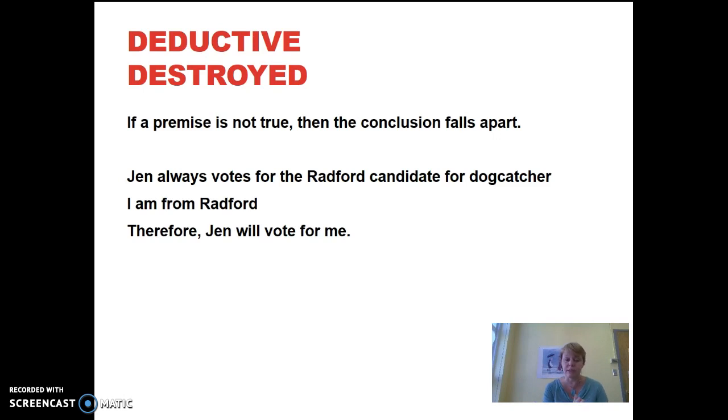Or statement number 2, I'm from Radford, but there's kind of a missing premise. What about the other candidate? What if the other candidate is from Radford too? Then I can't depend on Jen voting for me, right? So with deductive arguments, you have to see if the premises are true and do they guarantee the conclusion? Is there anything missing from that structure that would say maybe we can't say that the conclusion is guaranteed?